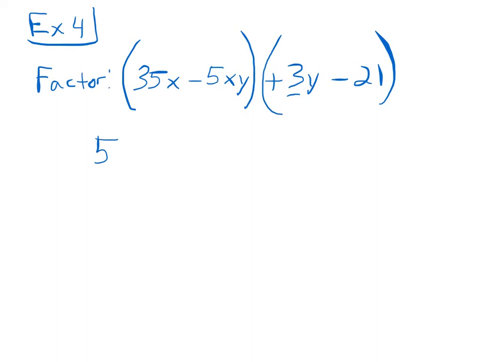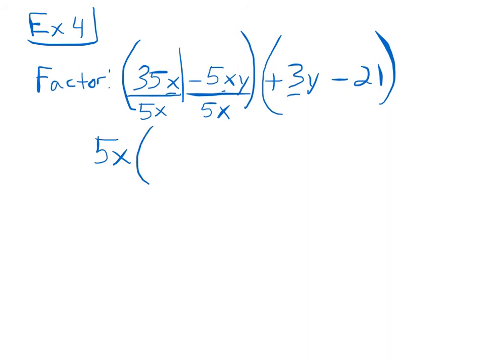If you're still struggling on finding GCFs, you're going to have to do the long work the way we showed you in the previous objective. And then is there a variable that we have in common? Well, we have the x, so we can factor out an x. So let's factor that out. Factor out the 5x. Again, I already wrote it down here.